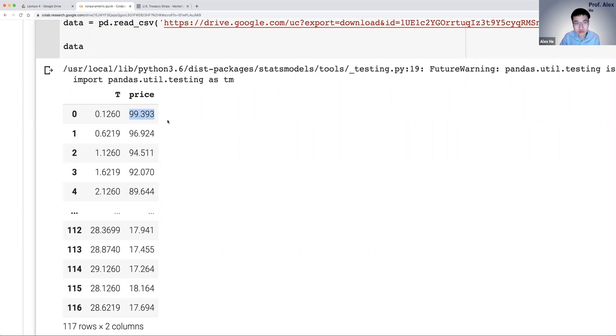Or you can also use the difference in the logs as an approximation, because log returns are very similar to the simple returns for small numbers. So you can also just take the log of 100 minus the natural log of 99.4, and that will also give you about 0.6%. It's from 100 to 99.4, so that's 0.6%.